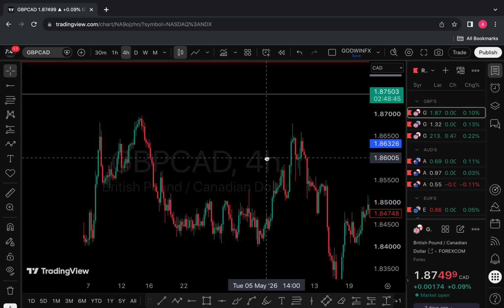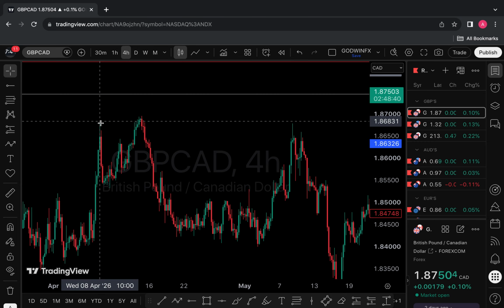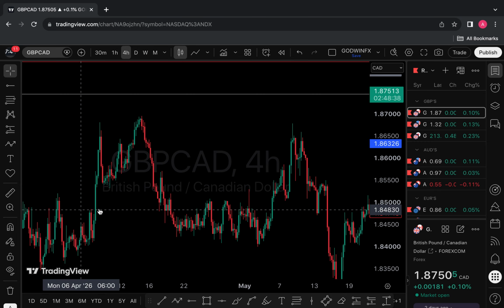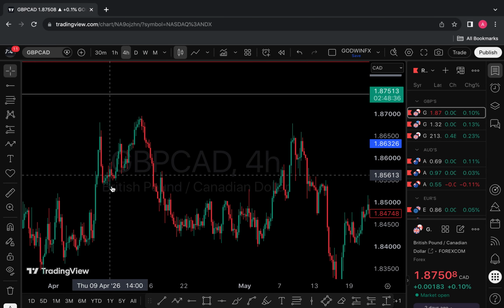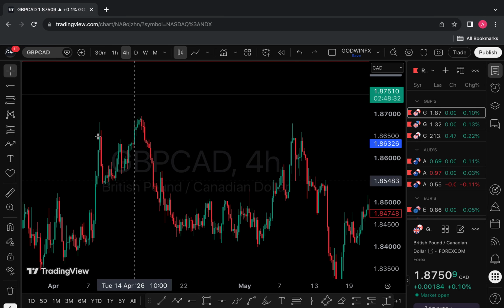Okay, for instance now, yeah, this is a perfect setup. This is a high, this is a high low, higher high, higher low, right? This is a higher high. Then we have a lower low, right? So this is our left shoulder.